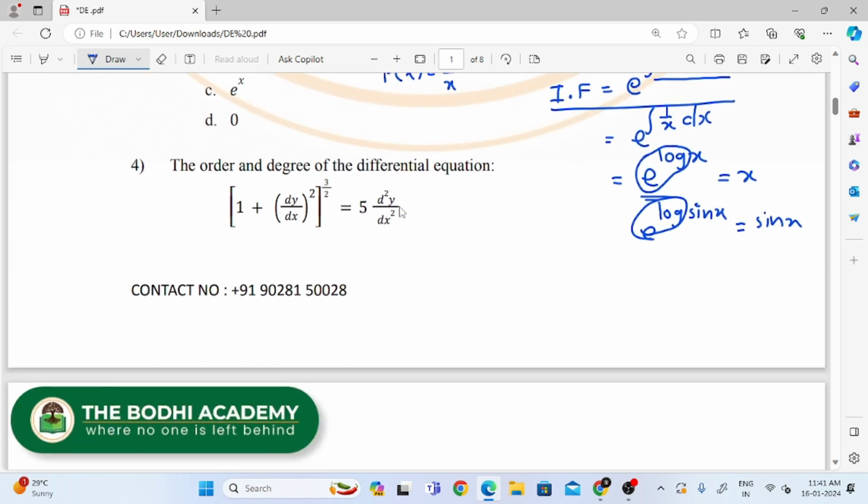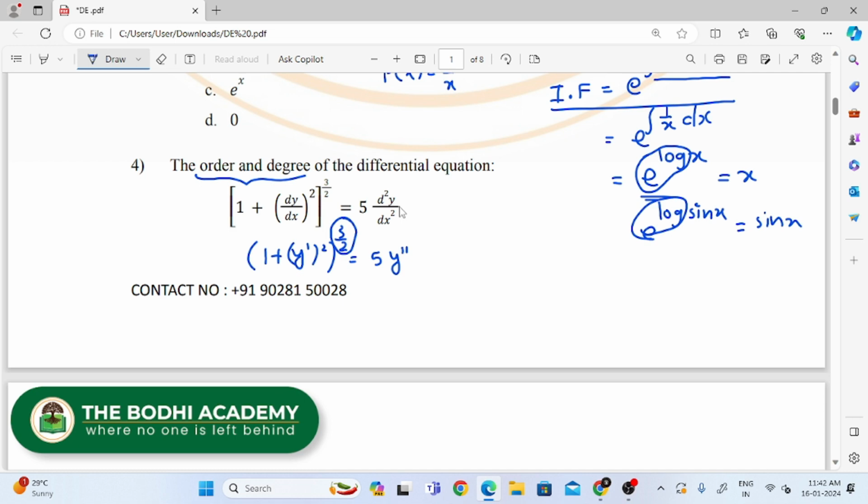Now look at question number 4, that is of degree and order. The question is 1 plus dy by dx, that means y dash, raised to power 2 and the whole raised to power 3 by 2 is equal to 5, and this side it is going to be y double dash. In this question we cannot find the degree and order directly, because here a fractional power is given. So first of all we have to remove this fractional power.